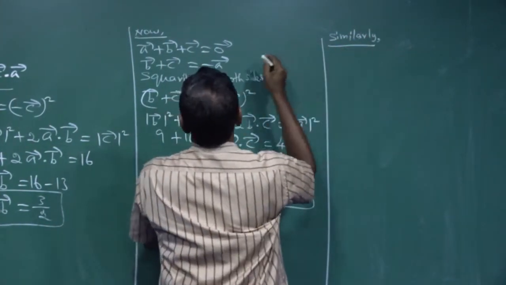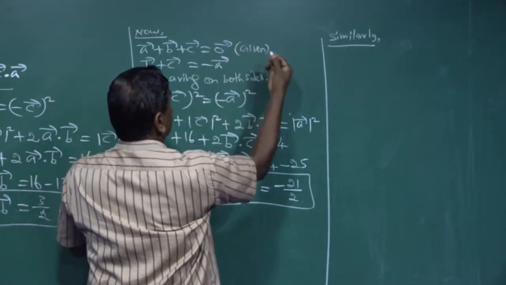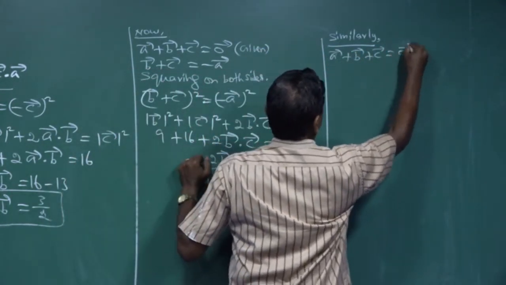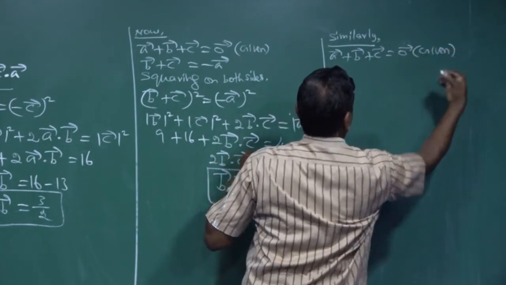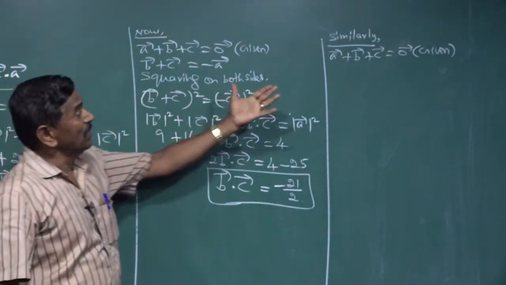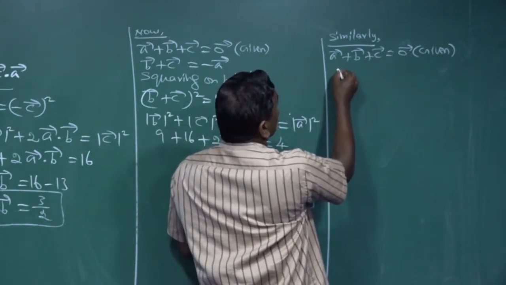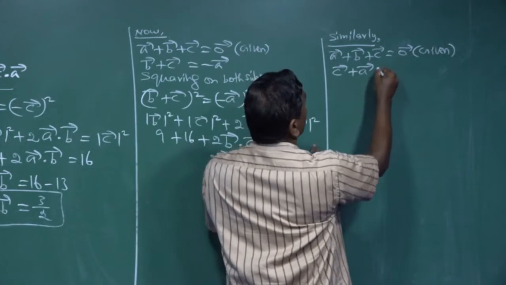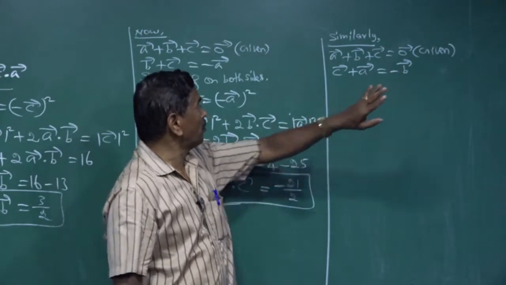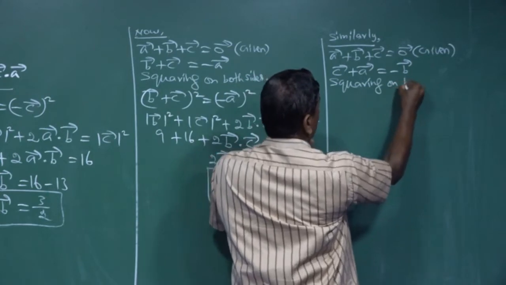Again take the given condition. A vector plus B vector plus C vector equal to 0 vector is a given condition. Now, to find C vector dot A vector, C and A left side, B goes to right side. That is C vector plus A vector is equal to minus B vector. Now, next step, squaring on both sides.